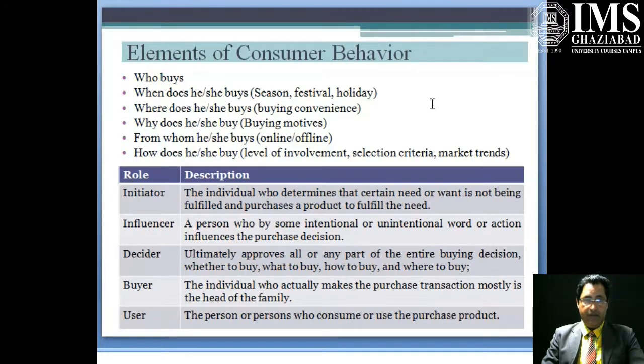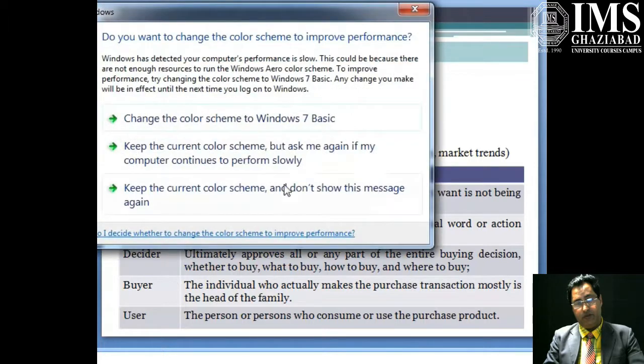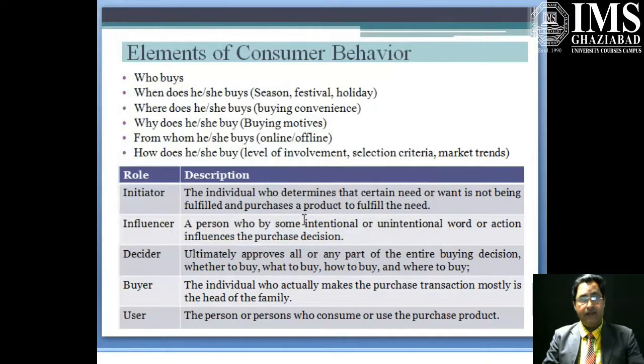I hope so far whatever we have understood about consumer behavior, your concept is clear now. So now, again, I'm going to tell you the elements as well as the five important roles played by the consumer. The five important roles means the role could be played by five different people, or even it could be played by one person, right? So we will discuss these two important things. First, elements of consumer behavior.